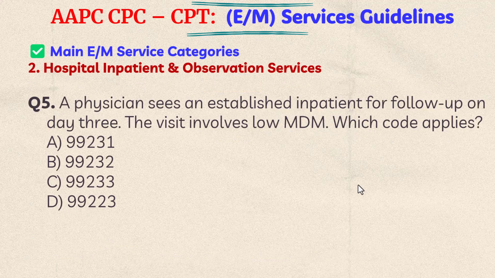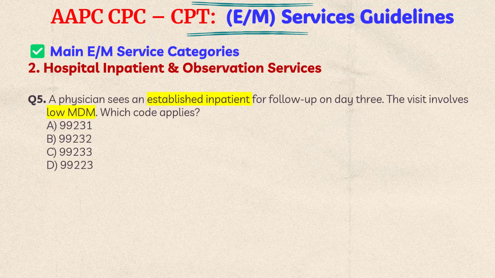A physician sees an established inpatient for follow-up on day 3. The visit involves low MDM. Which code applies? There are four codes available: 99231, 32, 33, and 23. So please take your CPT code book and find the answer. Here you have to highlight this is the established inpatient and low level of medical decision making.